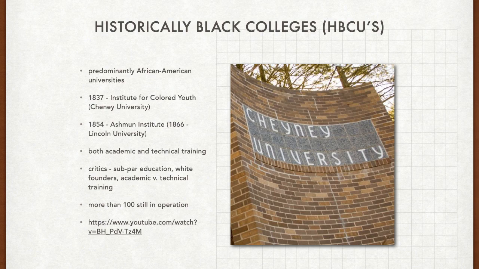The Institute for Colored Youth, briefly the African Institute at its founding, opened on a farm outside Pennsylvania in 1837. It is today Cheyney University of Pennsylvania, which is part of the Pennsylvania state system of higher education. And as you can see from this picture, there's Cheyney University's sign. The Ashmun Institute, also located near Philadelphia, provided theological training as well as basic education from its founding in 1854. It became Lincoln University in 1866 in honor of U.S. President Abraham Lincoln.